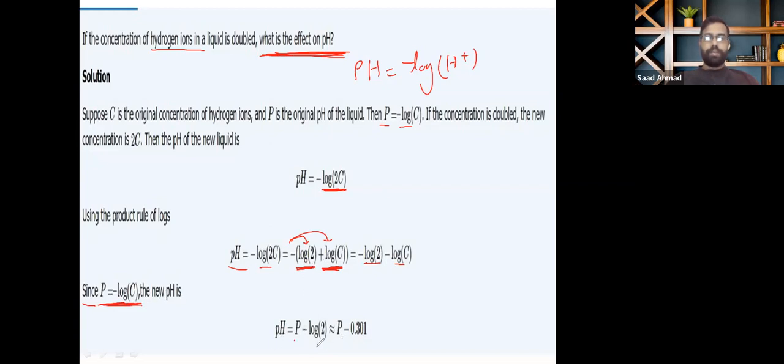log C minus log 2, all right. So whatever the pH was before of the object, if you increase the ions by double, the new pH will be that pH minus 0.301. Whatever answer you had before, it will become minus that if you increase the quantity of the hydrogen ion by twice.